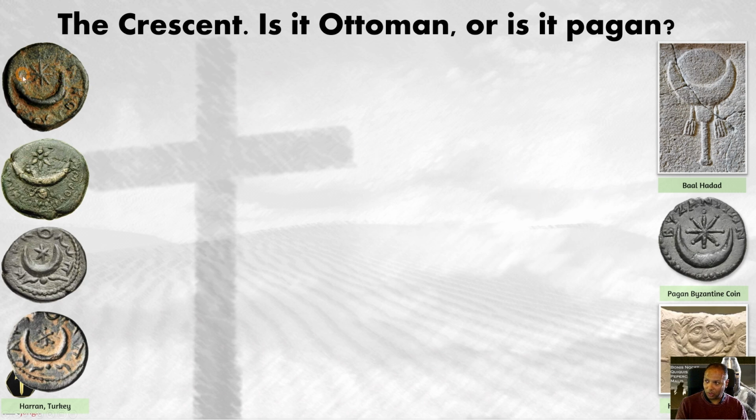You'll see a number of these coins from that region, right? Crescent and star, crescent and star, crescent and star. These are all from Haran in Turkey. Then you can see Baal Hadad, right? Baal. Well, there we go. Crescent and either moon or sun symbol. Crescent and disc. And then a pagan Byzantine coin, crescent and star. And then Hittite crescent moon from the pagans, crescent and moon or star.